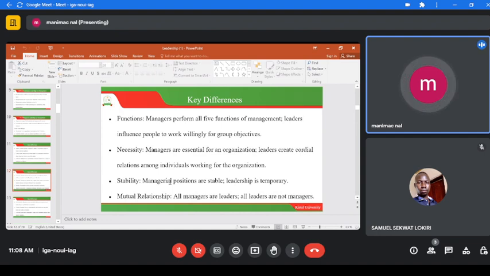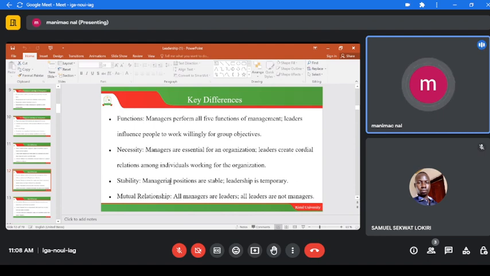Furthermore, in terms of necessity, managers are essential for an organization. Managers are essential for that organization. However, leaders create a cordial relationship among the individuals working in an organization. Okay, so the two are different.